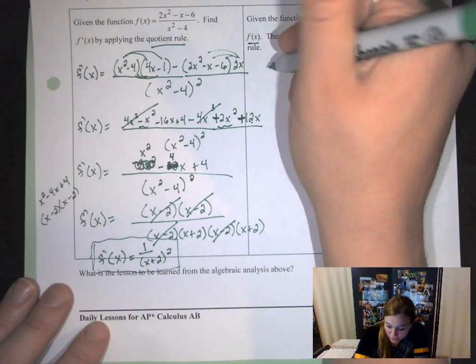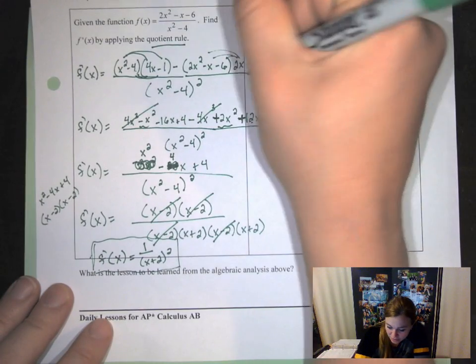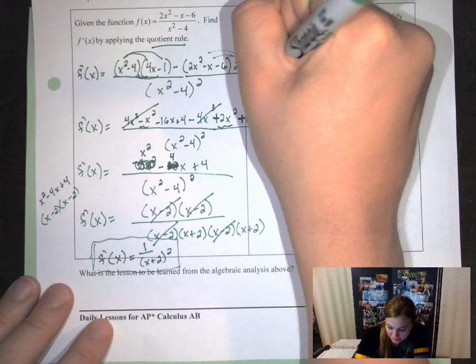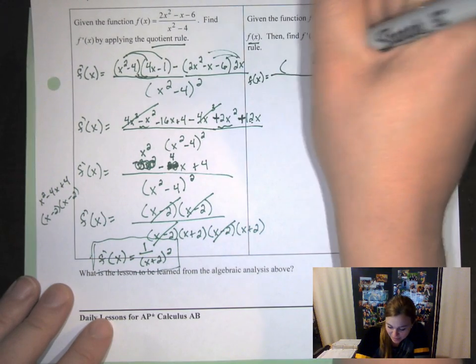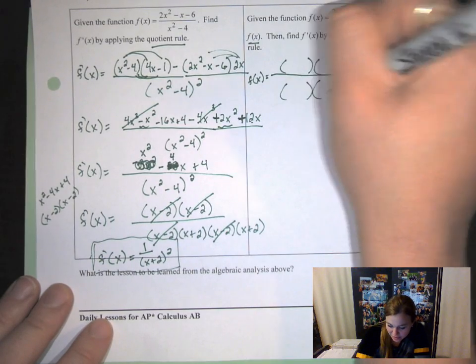So what I'm going to do up here is I'm going to factor f of x. So f of x is, and I'm going to write that over on the side, f of x. And I want you to take a minute and I want you to factor this. Same thing with the denominator.